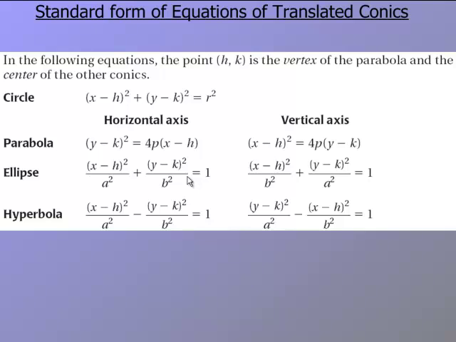As always, we're always subtracting h from our x because that deals with the horizontal, and k with the y because that always deals with the vertical. So this is what we'll be utilizing. So let's go ahead and try an example here.